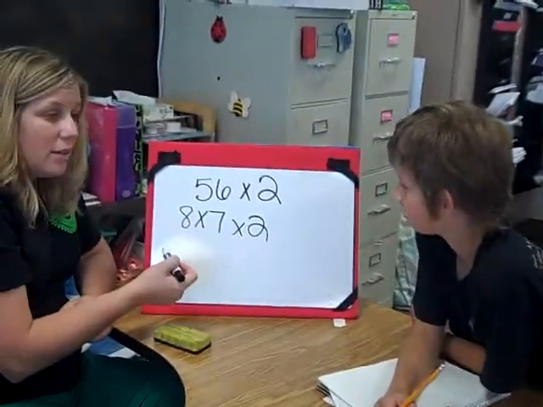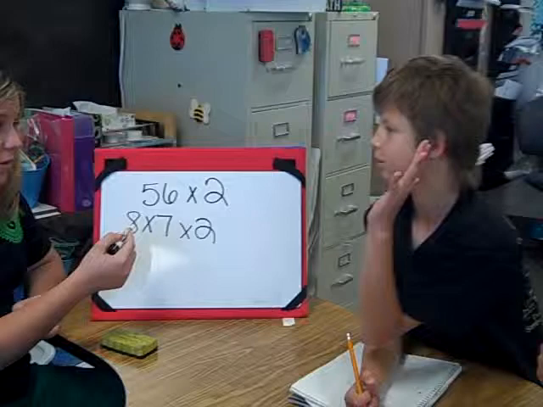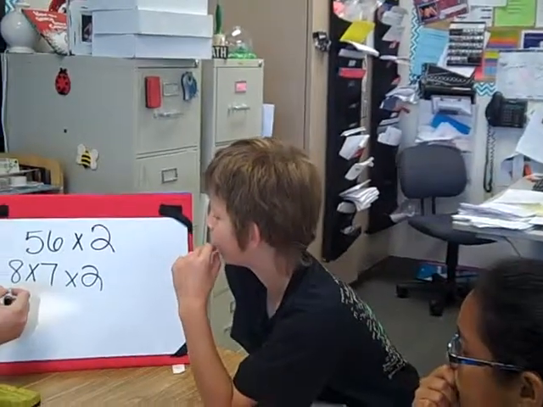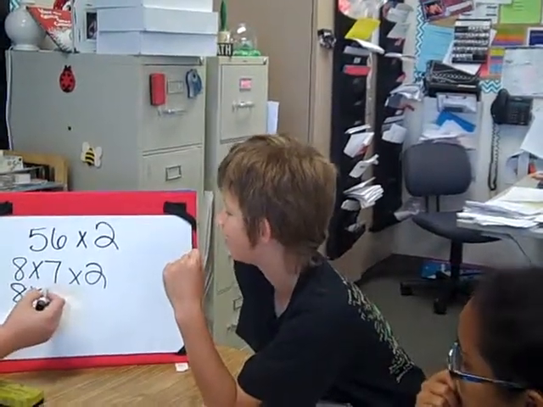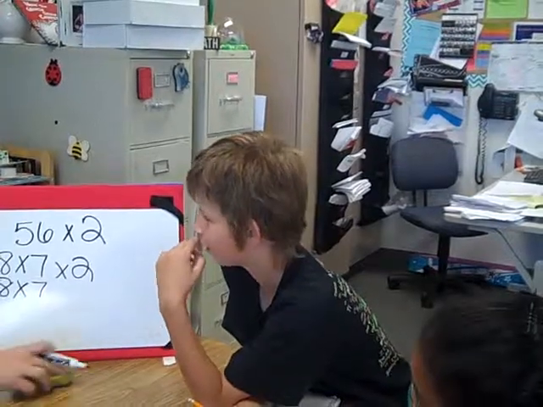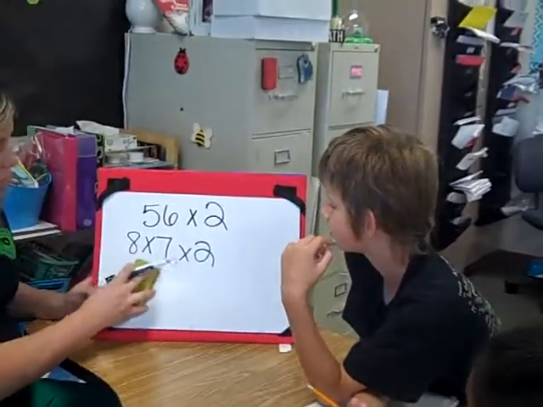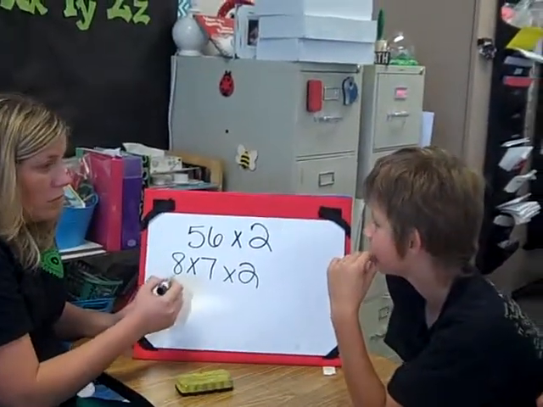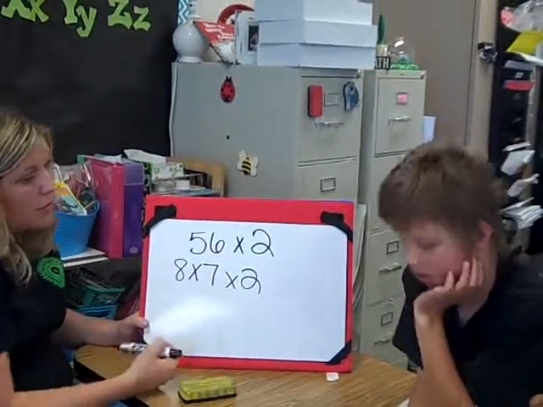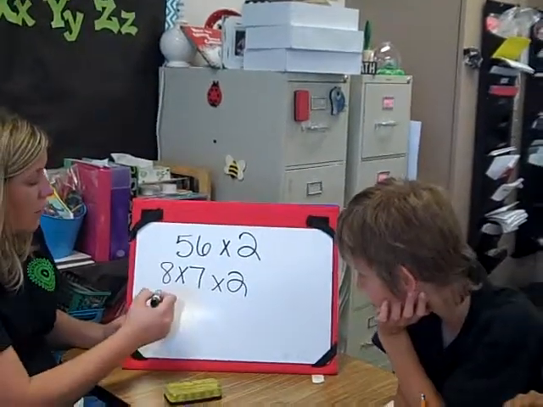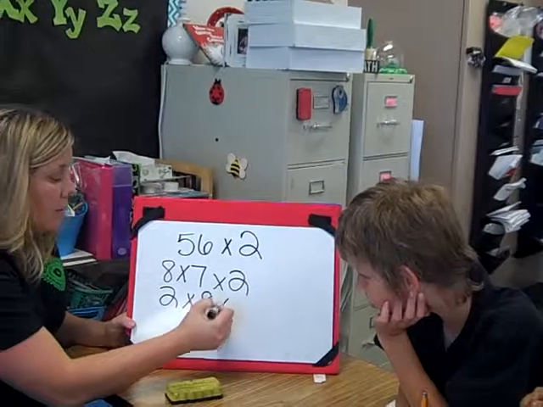Could it go a different way? What could it be the other way? Alexander. 8 times 7. Give me an opposite way of this. 2 times 8 times 7. 2 times 8 times 7.